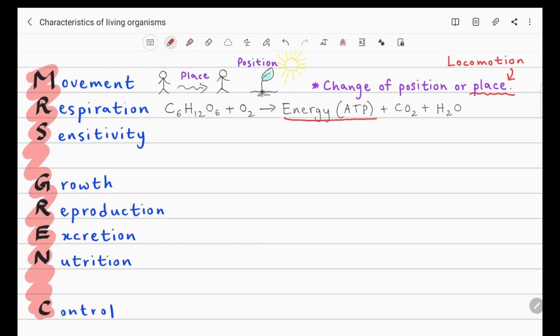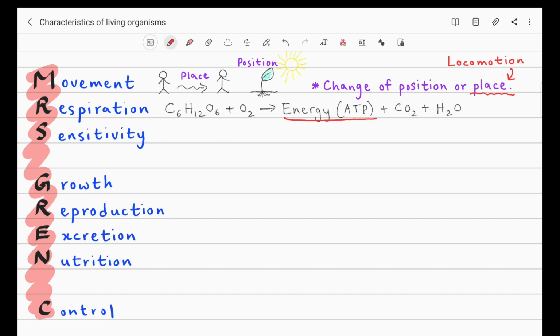The next characteristic is sensitivity. Sensitivity is basically the ability to detect and respond to stimuli, which is changes in the environment. This could be internal or external environment, where internal environment is basically discussed under control. So we will do that in the end, right?